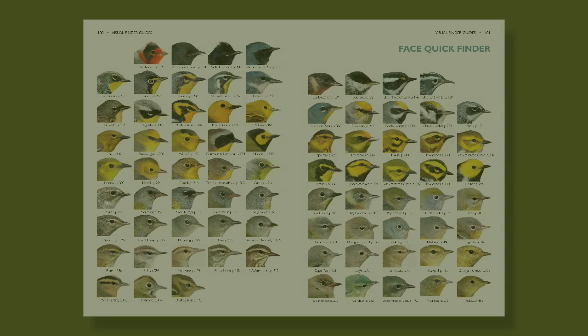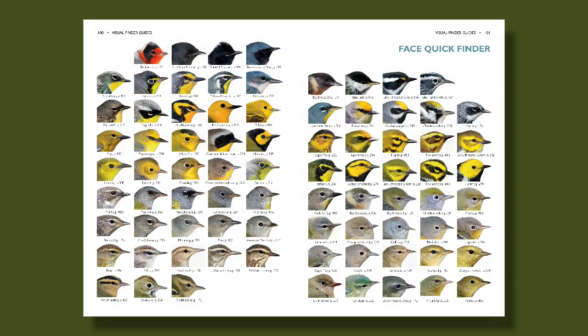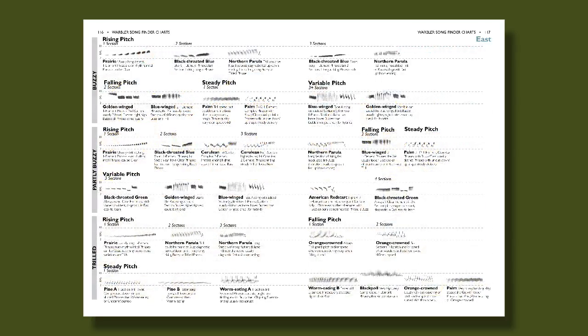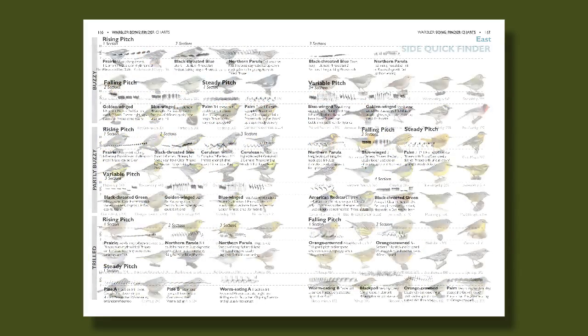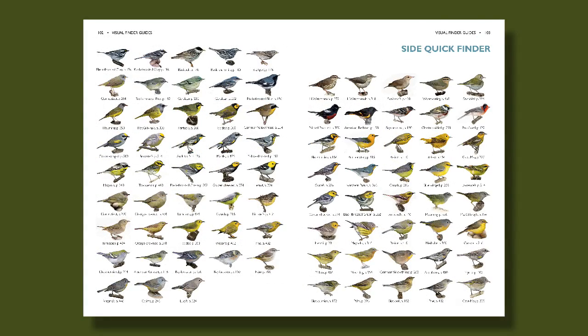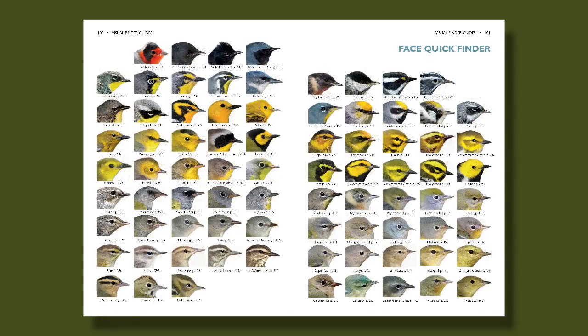You can think of these Quick Finders as an index for the book that helps you get to the bird you're interested in as quickly as possible. For the Warbler Guide, we developed both audio and visual Quick Finders. Let's take a look at the visual Quick Finders first. There are 8 visual Quick Finders in our book.